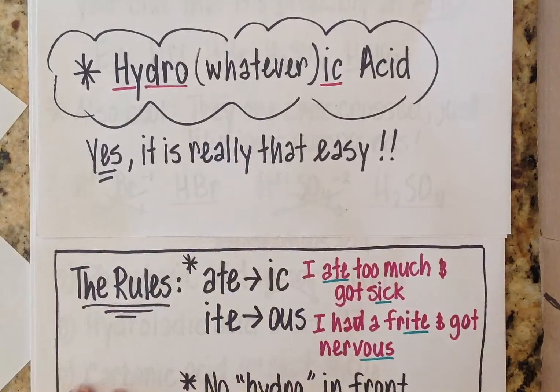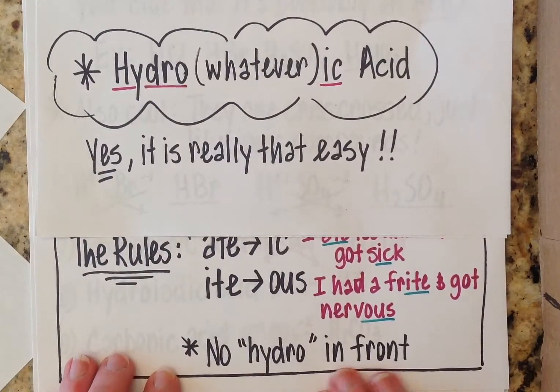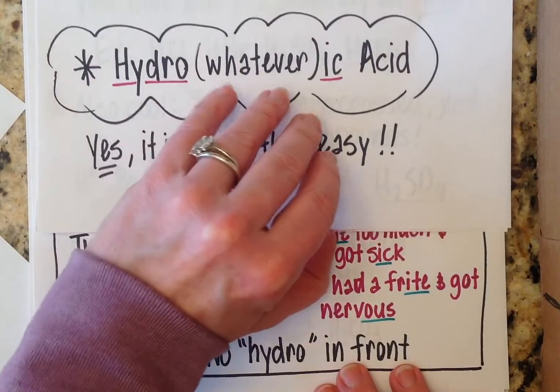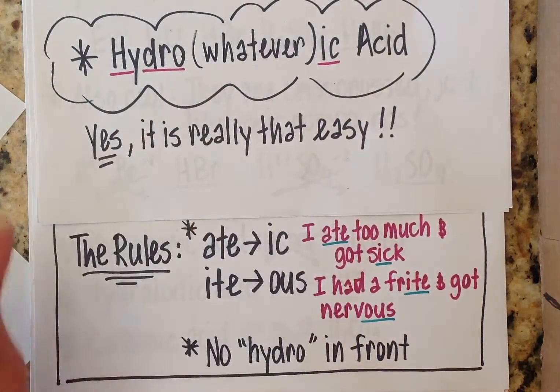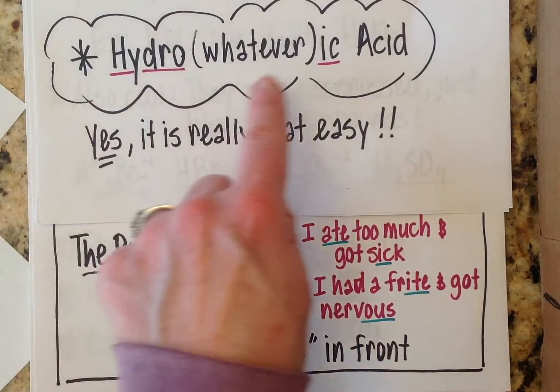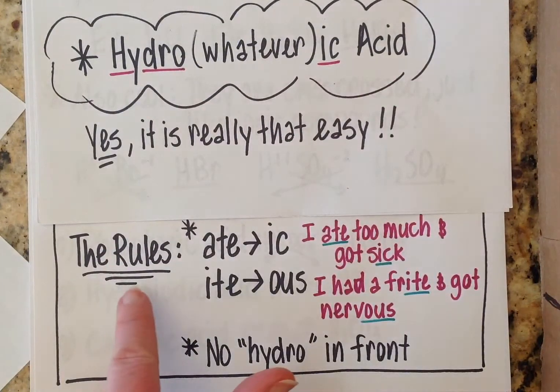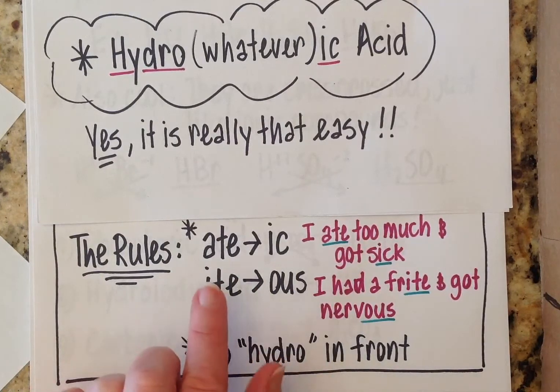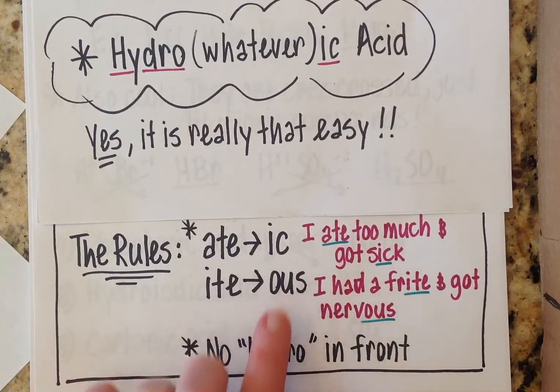So for binary, you're going to say hydro, whatever, ic, acid. For oxyacids, the endings ate to ic, ite to ous. Don't use hydro in front. And that sums up how to write and name formulas for acids.